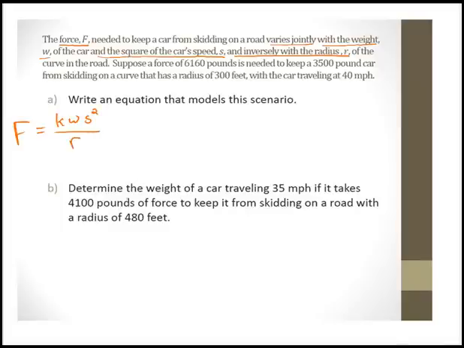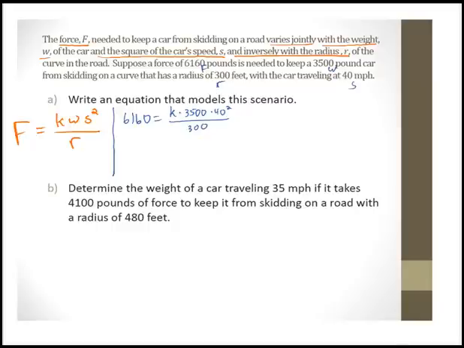Alright, so there's actually four variables here. The force, the weight, the speed, and the radius. Suppose that a force of 6,160 pounds, that's an F value, is needed to keep a 3,500 pound car, that's a W value, from skidding on a curve that has a radius of 300 feet, that's R, with the car traveling at 40 miles per hour, that's S. Alright, so 6,160 then is equal to K times 3,500 times 40 squared over 300.